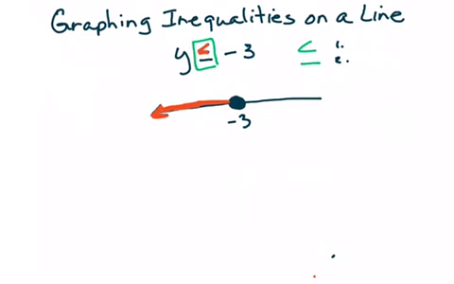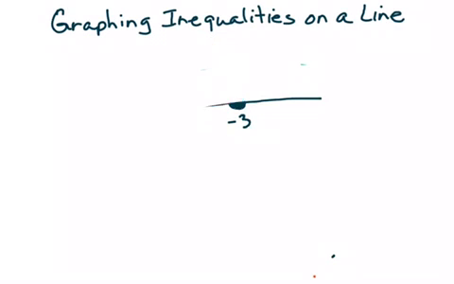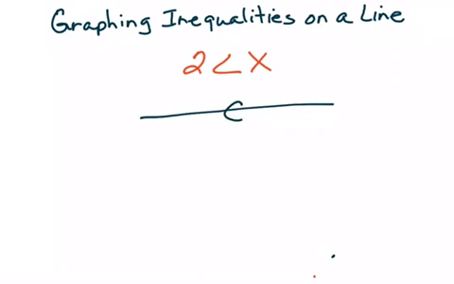All right, let me do another one. What if we say 2 is less than x? Again, I'm going to draw a line. I'm going to put a circle. I'm going to put a 2 underneath. Now, I have to decide if I'm going to color that circle in. Well, in this case, it just has one thing. So in this case, I am not going to color the circle in, okay?